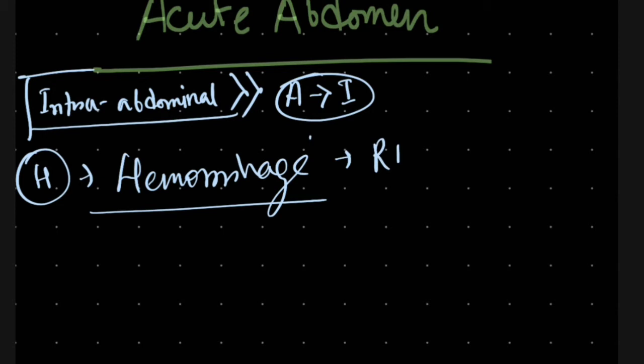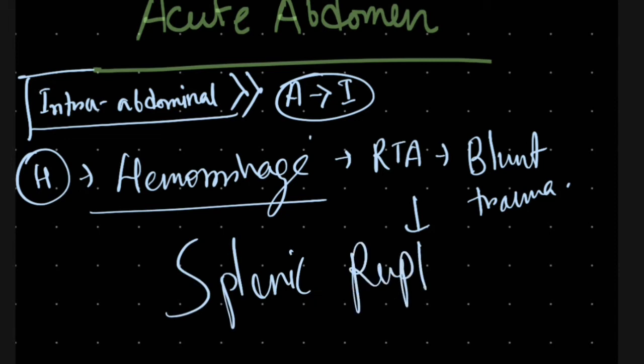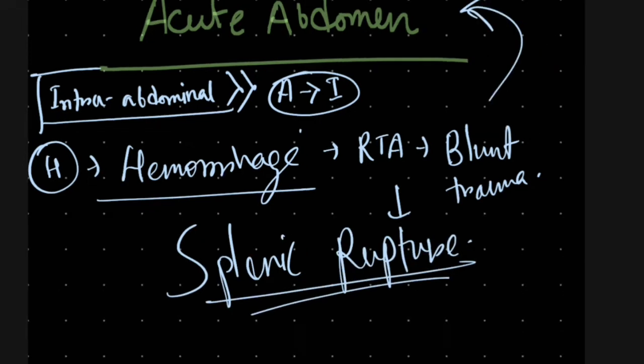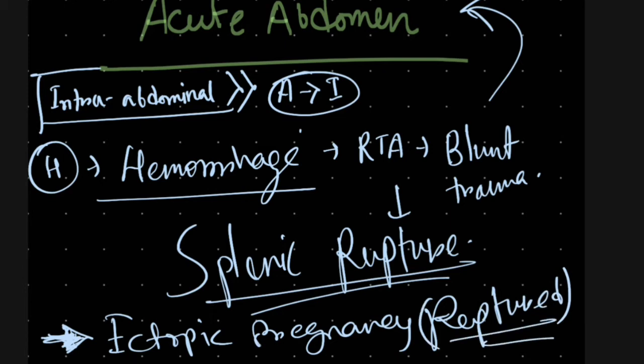If there is any history of road traffic accident or any blunt trauma to abdomen, you should always think of splenic rupture. Splenic rupture can cause hemorrhage and present as acute abdomen. Next, if there is history of amenorrhea in a female patient who presents as acute abdomen, you should exclude ectopic pregnancy. You should exclude ruptured ectopic pregnancy. This ruptured ectopic can cause hemorrhage and can lead to hemorrhagic shock pretty fast.